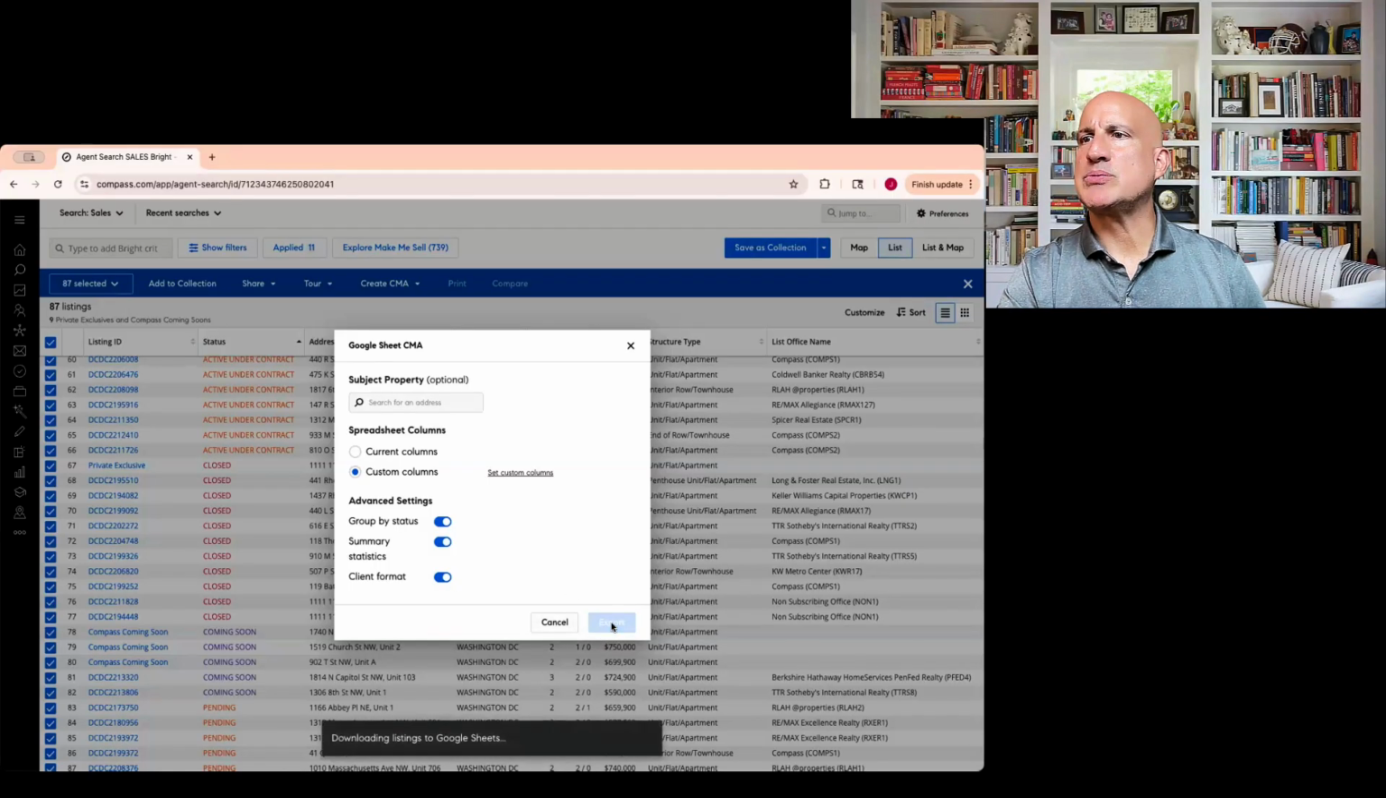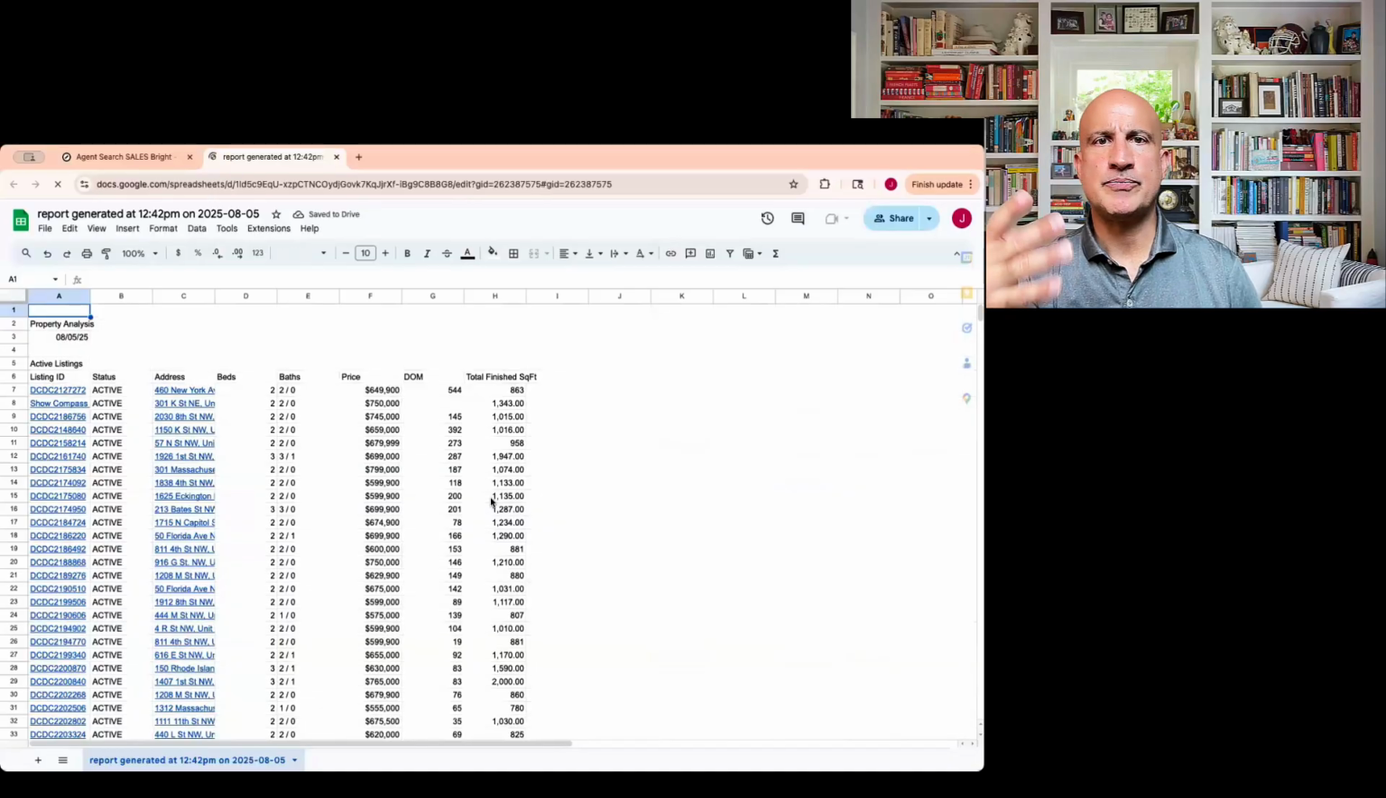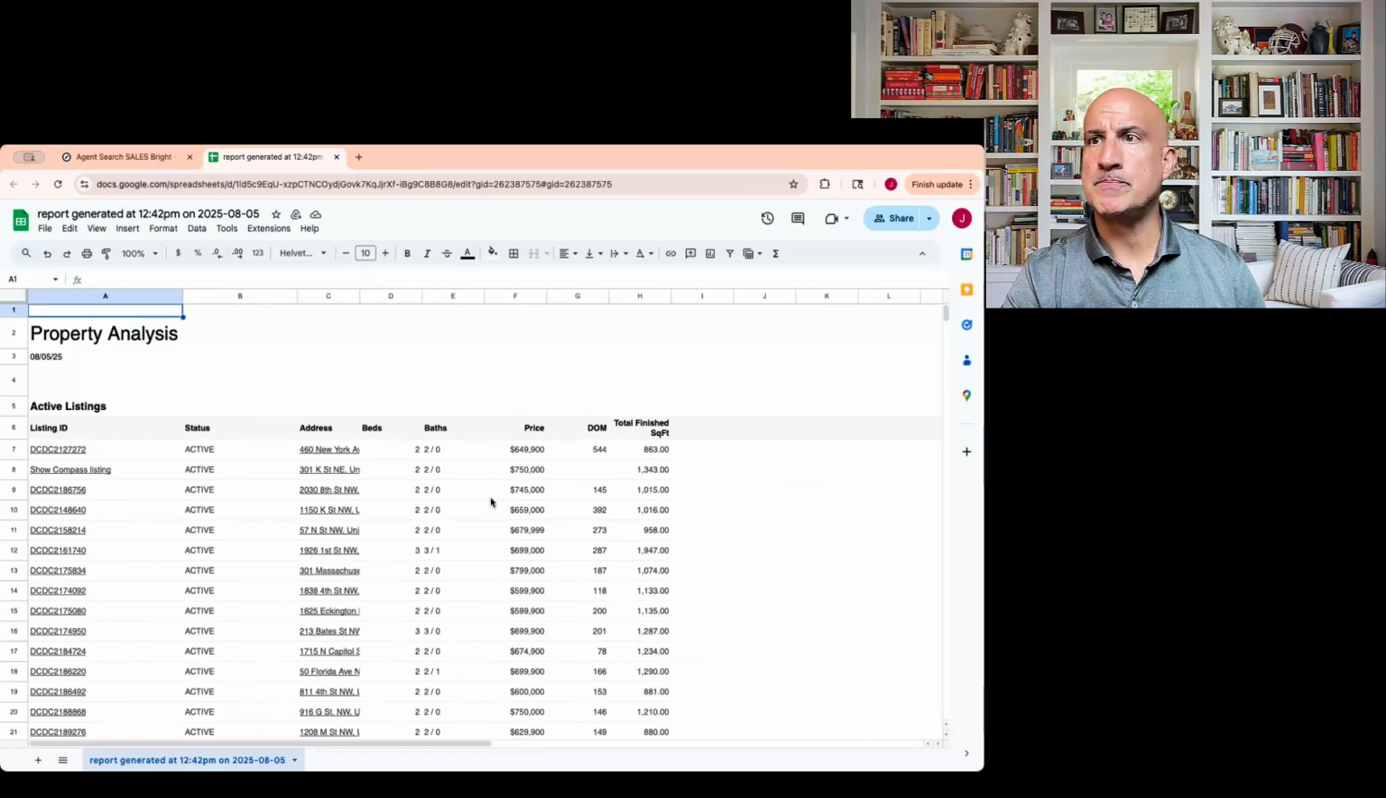So then we click export, and that's going to do 2 things. It's going to pull up a separate Google sheet and start to format it, which will allow us to calculate success rate, number 1. And number 2, it's also going to email you a copy of this same spreadsheet. It's going to send it to your Compass email.